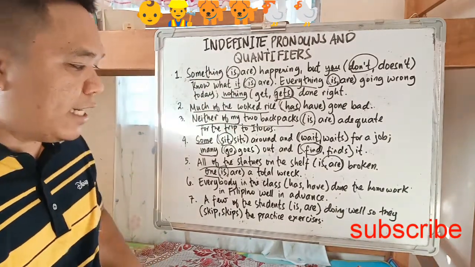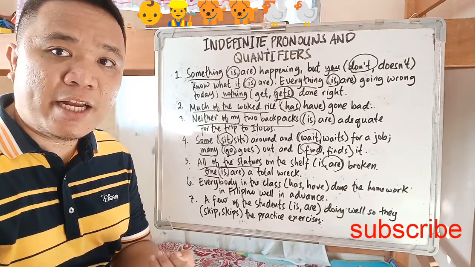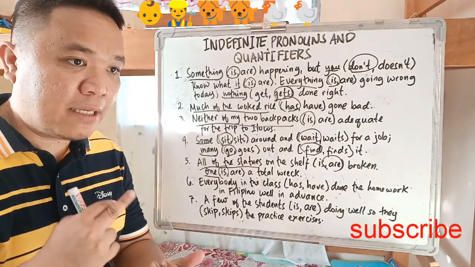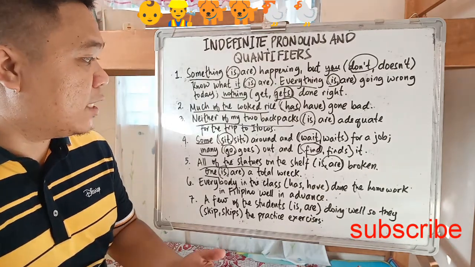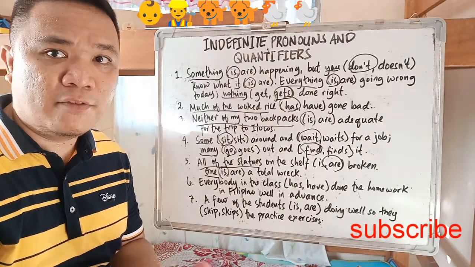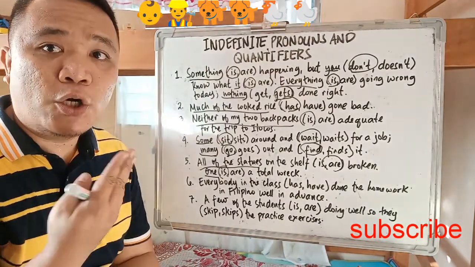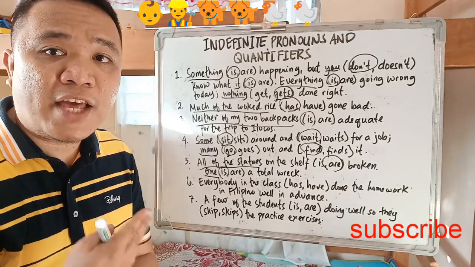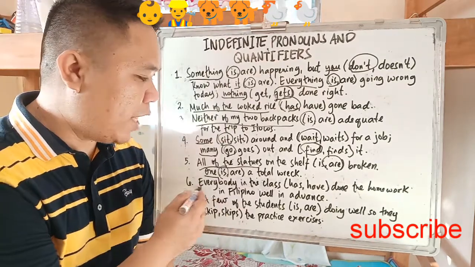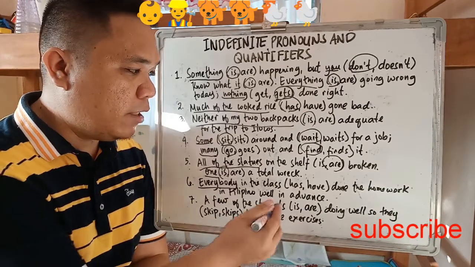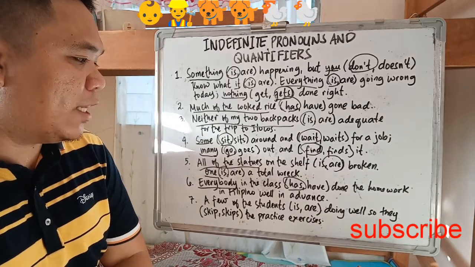Next, everybody in the class. Everybody is an indefinite pronoun. What are the examples of indefinite pronouns here? We have everybody, everyone, everything, somebody, something, someone, nothing, nobody, no one, neither, either of them. Not few, because that serves as a quantifier. All of these things that I mentioned are indefinite pronouns that function as singular. So everybody in the class is our subject, an indefinite singular pronoun, and requires a singular verb. Everybody in the class has done the homework in Filipino well in advance.